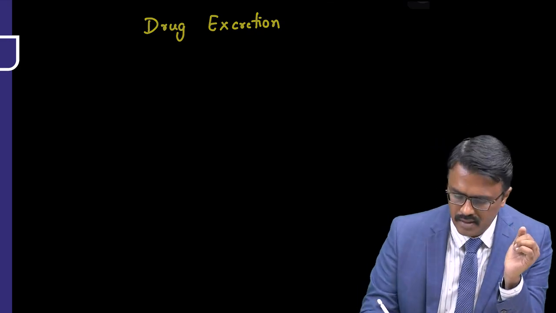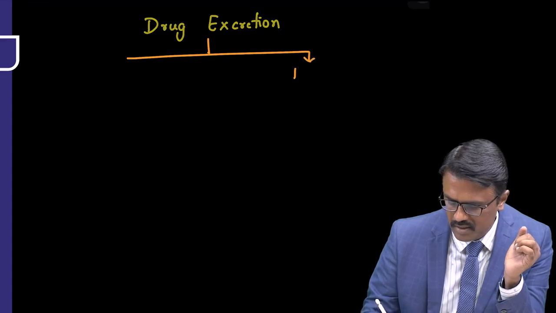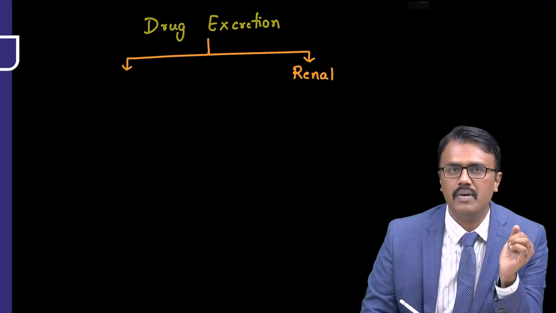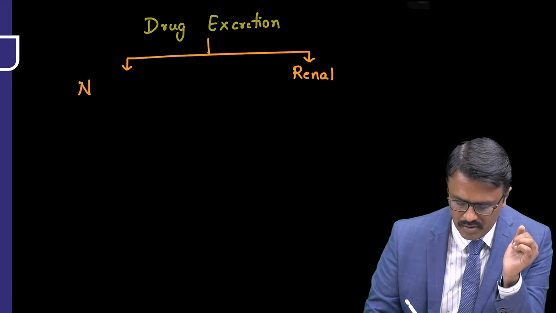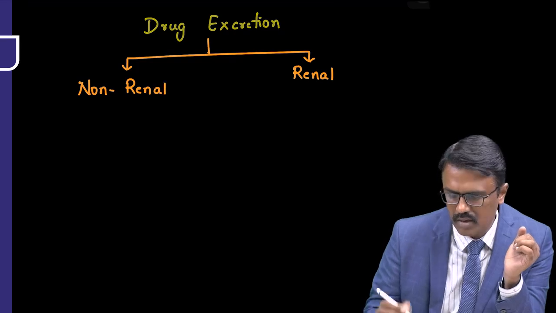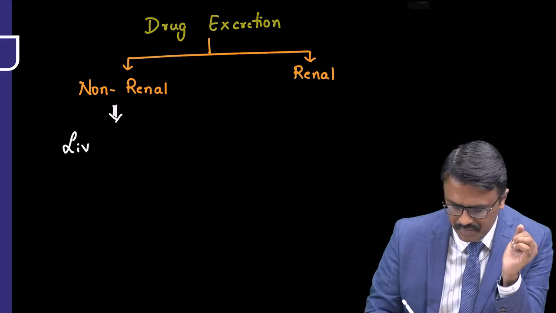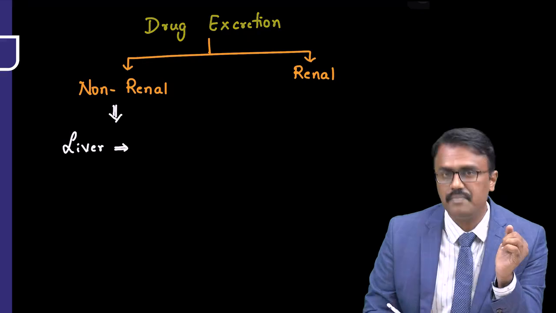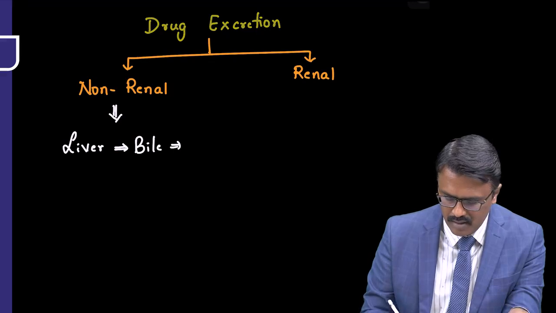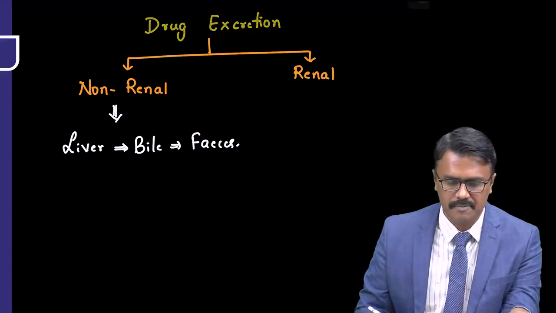Now the drugs can be excreted in two important routes. The major route of elimination is called the renal route of elimination. And one more important aspect is the non-renal routes. So what are the non-renal ways? The non-renal are through the liver. From the liver, the drug is thrown through bile. From the bile, it is thrown through feces. So it will go through feces.